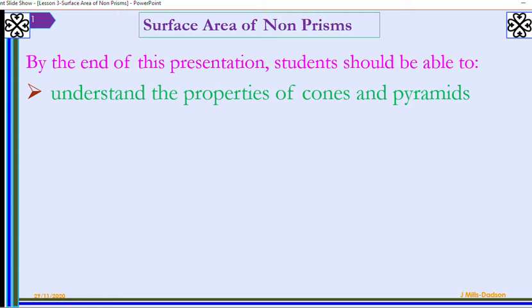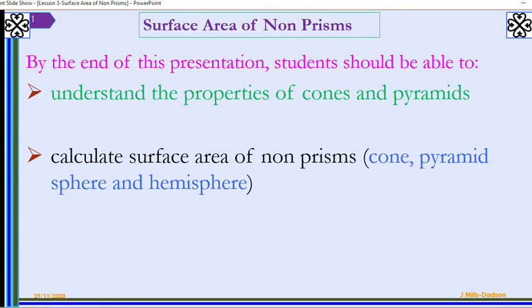This presentation will take you through how to understand the properties of cones and pyramids, and also how to calculate the surface area of Non Prisms like cones, pyramids, spheres, and hemispheres. And of course, we're going to go through an exam style question.